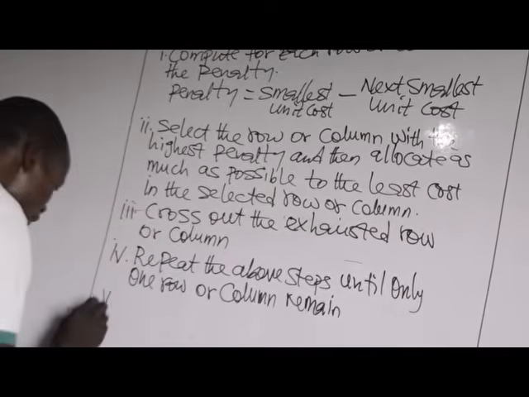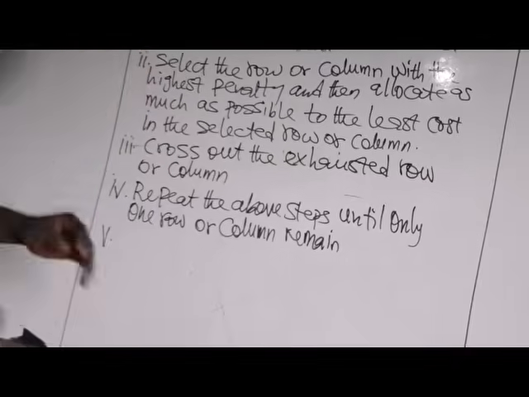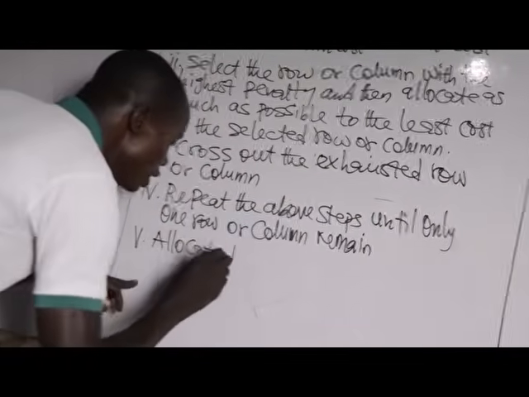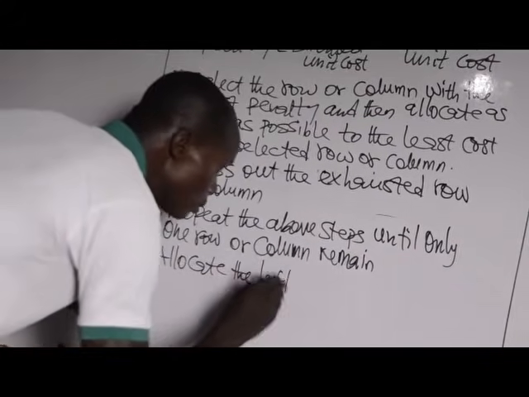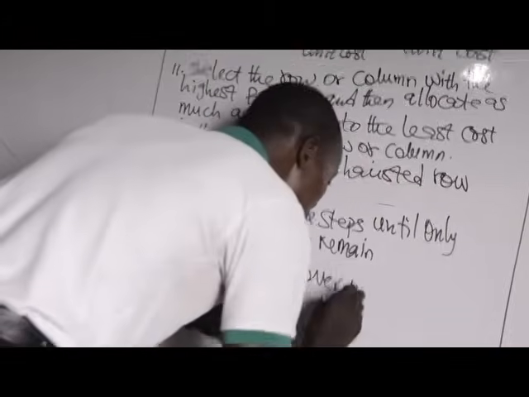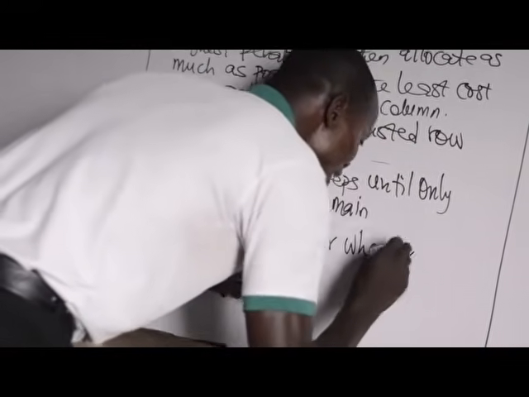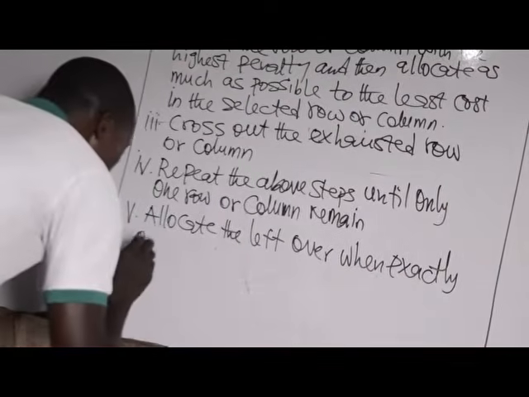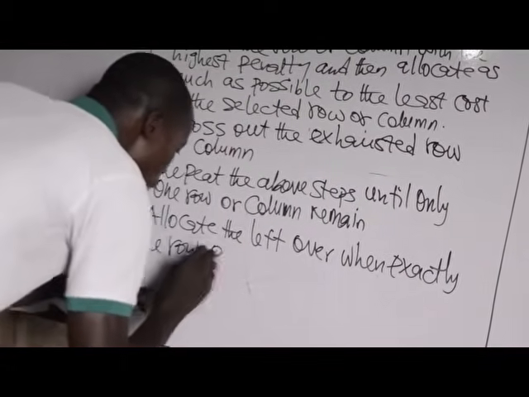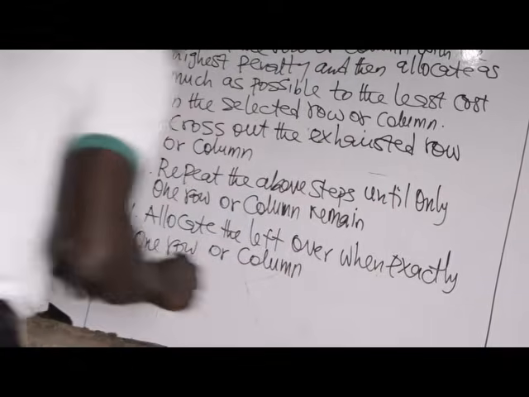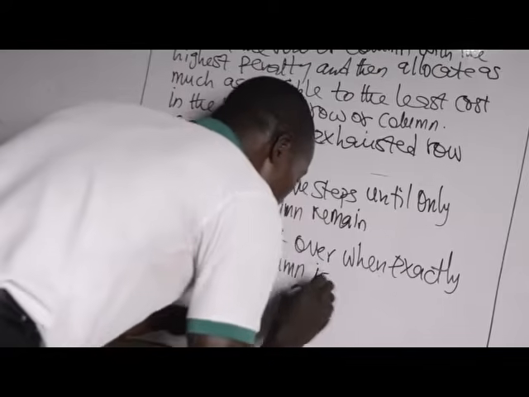Step 5. Allocate the leftover when exactly one row or column is uncrossed.